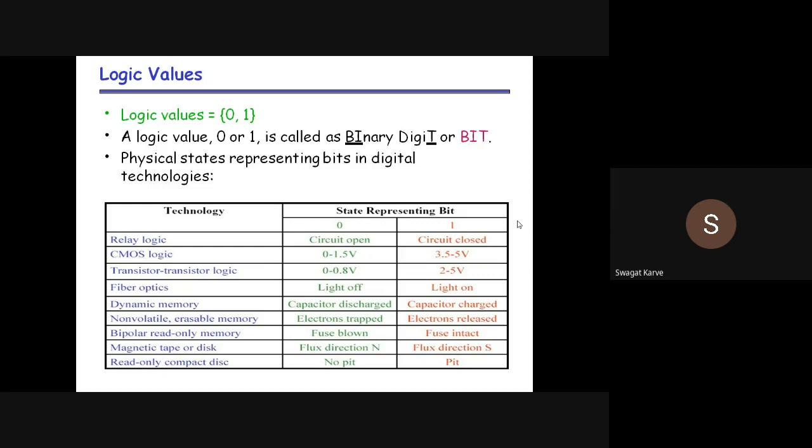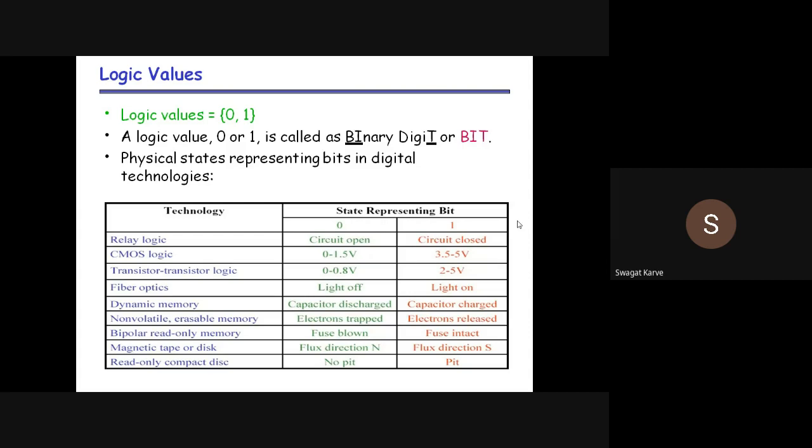Now, what about the TTL logic, transistor logic? In case of transistor logic, logic 0 will be from 0 to 0.8 volt. In case of logic 1, it ranges from 2, sorry, 2 to 5 volt, right? I'm talking about the transistor logic. Its value in case of logic 1 ranges from 2 volt to 5 volt.